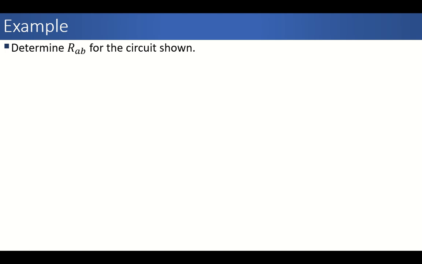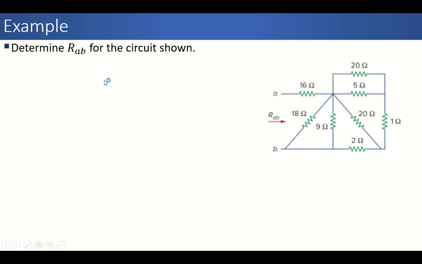Let's see another example. Determine RAB for this circuit shown. This is the circuit. You can see that if we look across terminals A and B, this is some kind of complicated circuit. But still, if we apply the series and parallel resistance technique, we can simplify the circuit and easily find the resistance across terminals A and B. Remember that RAB means resistance across terminals A and B.